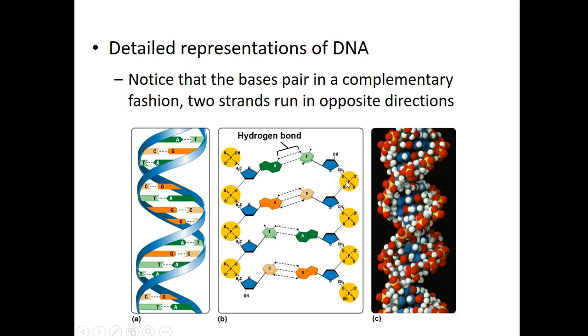So if you took your hands and you stuck your thumbs up, and you have your left hand with your thumb pointing upwards and your right hand with your thumb pointing downwards, that would be a fairly good example of the anti-parallel structure in DNA.